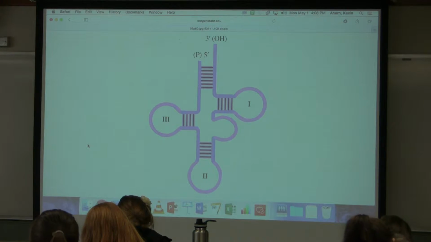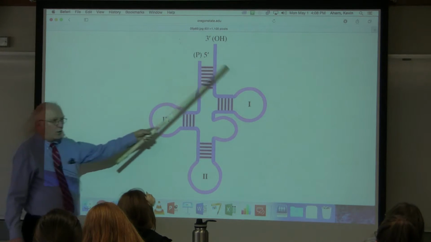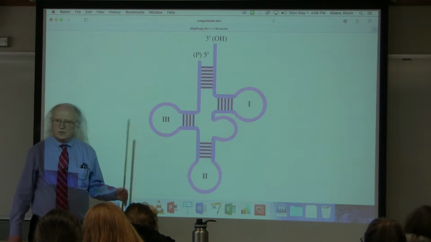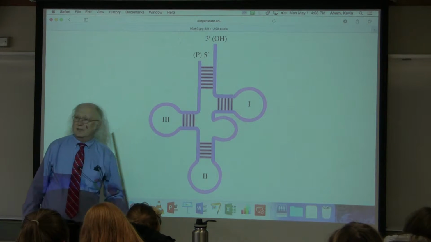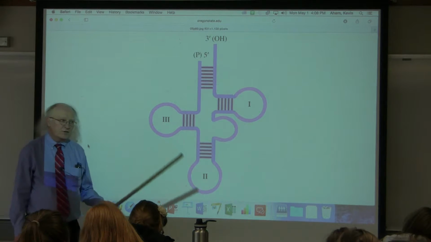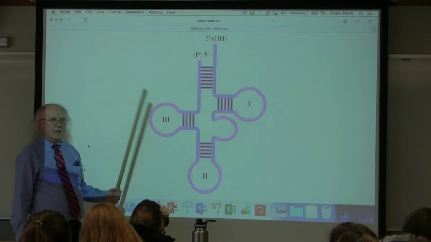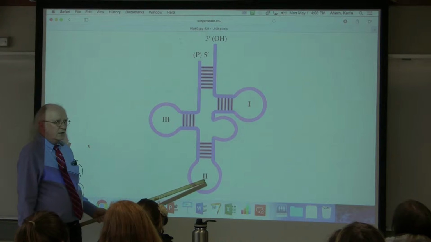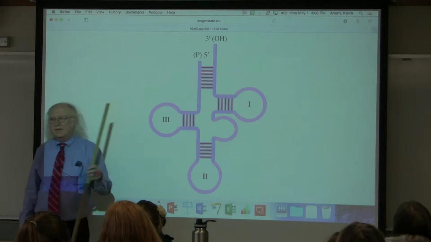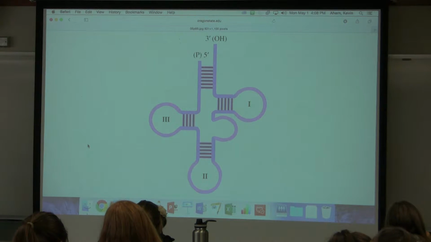But suffice it to say that without transfer RNAs, translation would not occur. And further, the genetic code would make no sense. So both of those functions are embedded in a transfer RNA. Okay? The genetic code and the carrying of the amino acids to the translational machinery.